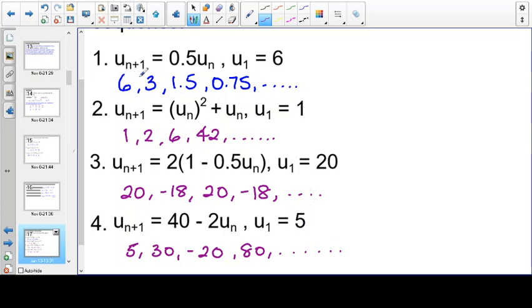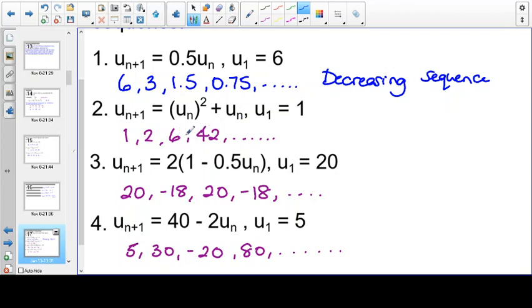Okay, this one, as you can see, the numbers are getting smaller. So each term is smaller than the previous term. That is called a decreasing sequence. So each term is smaller than the previous term.